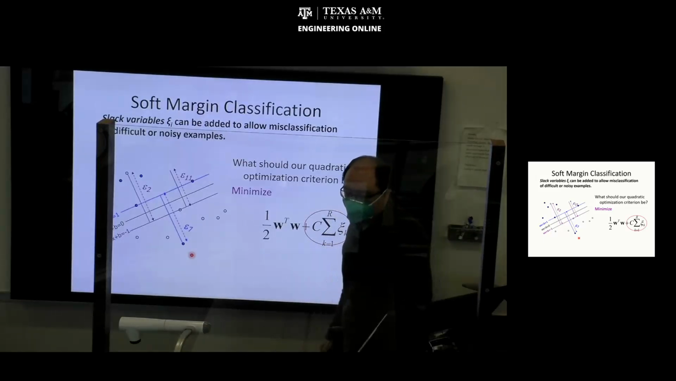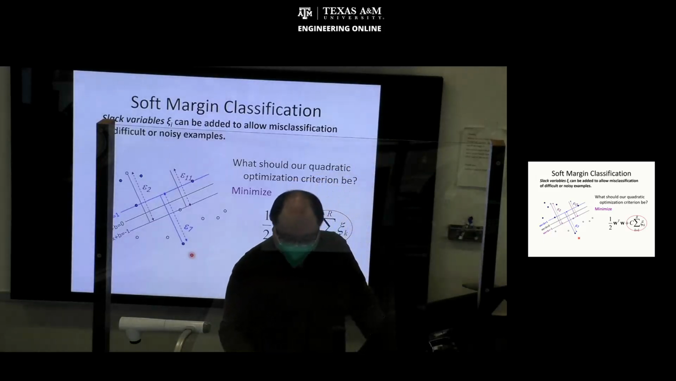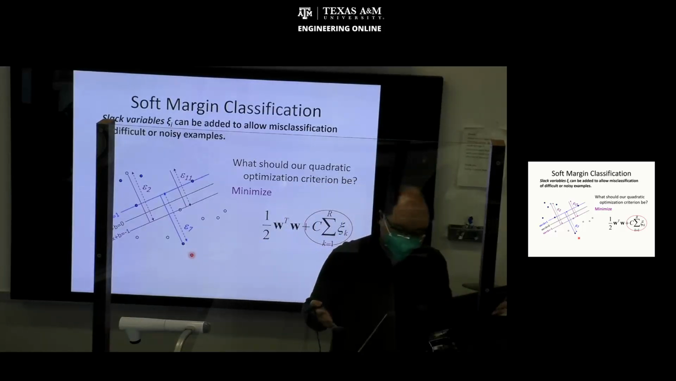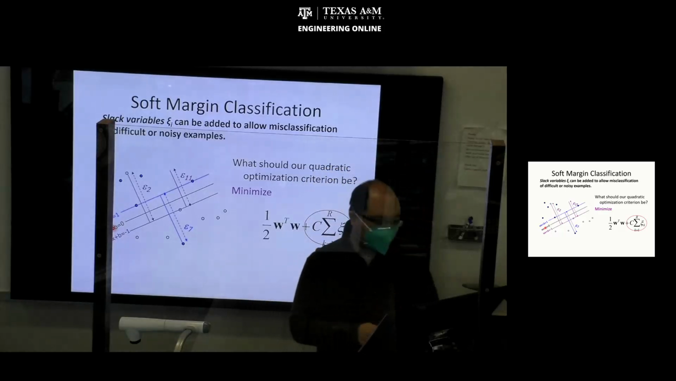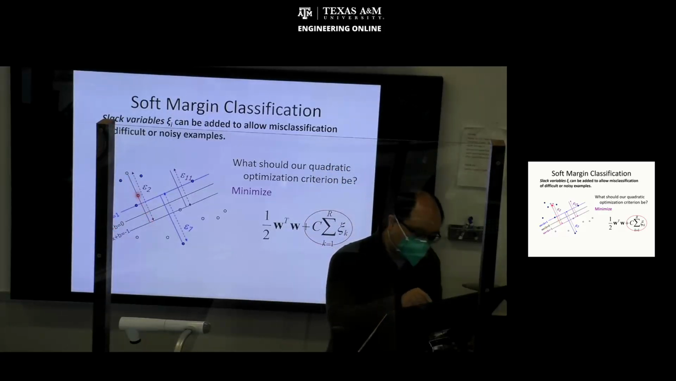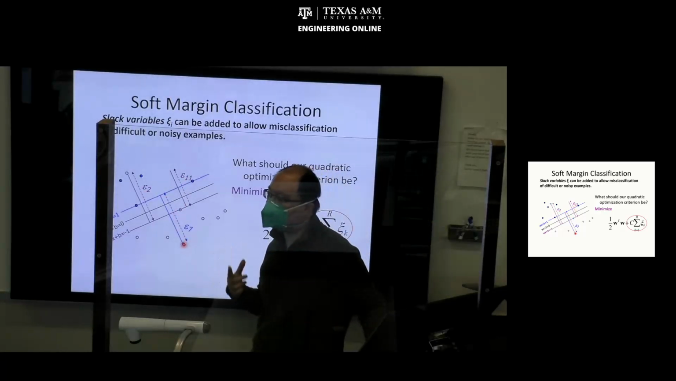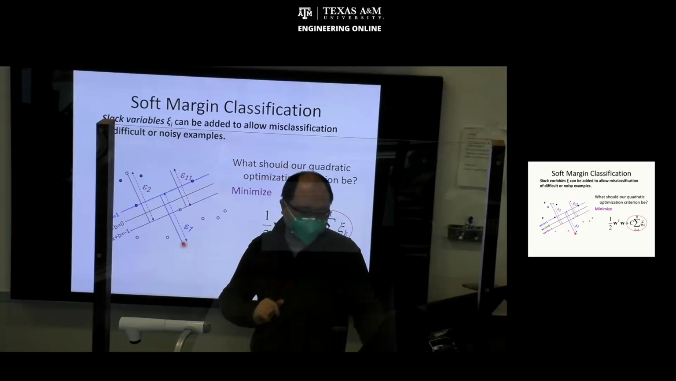What people usually do to address this overfitting issue is the following. Instead of strictly asking blue and white to be on two opposite sides, we allow some blue or white to cross the border to the other side. The extent they cross the border is described as a new decision variable called epsilon: epsilon 1, epsilon 2, epsilon 7. This is also called slack variables. We'll see why it's called slack variables.